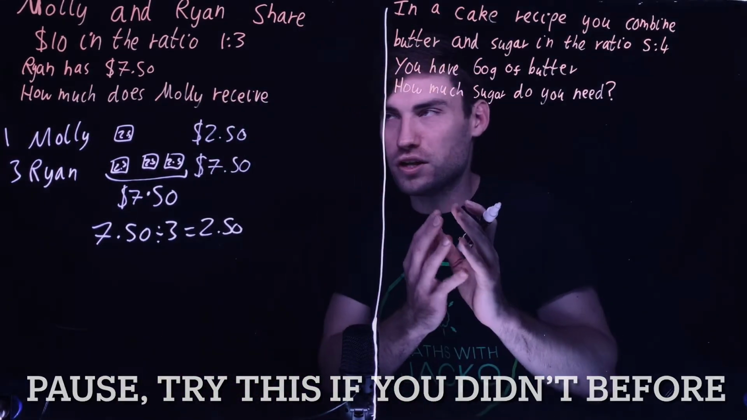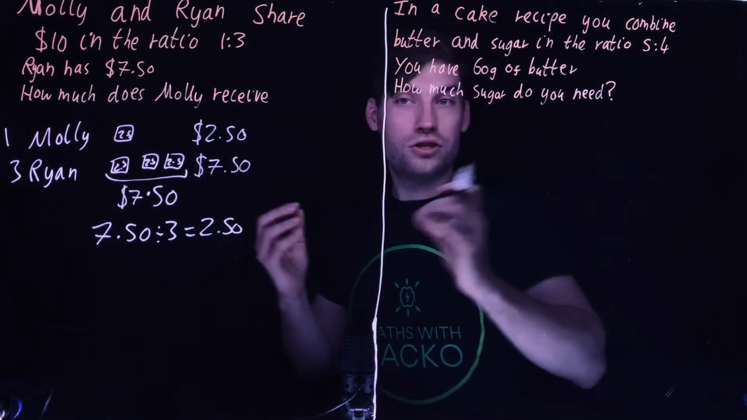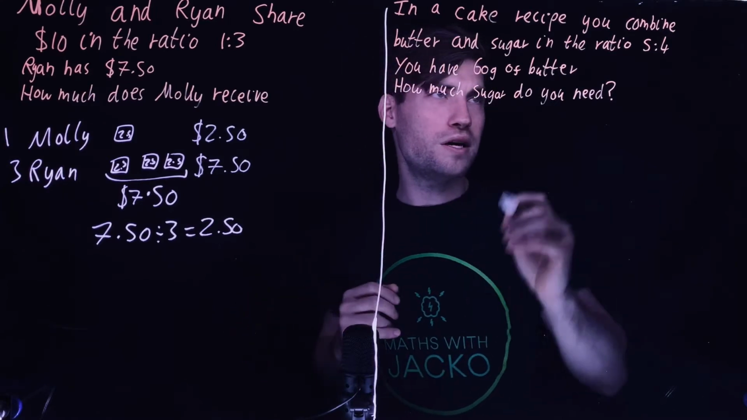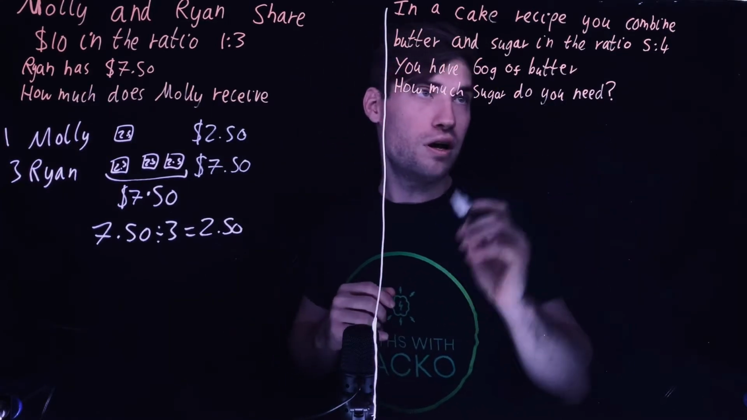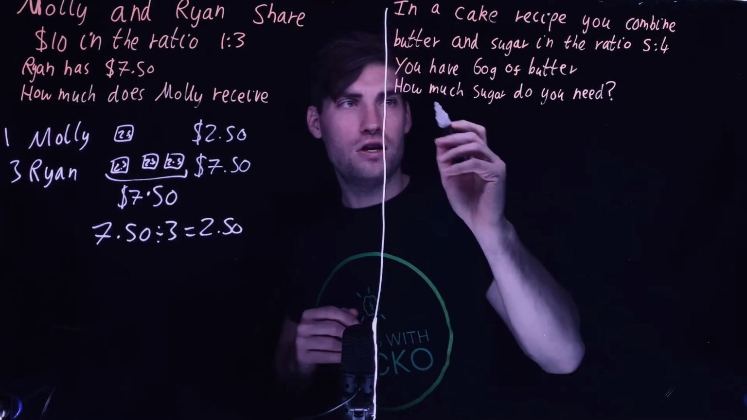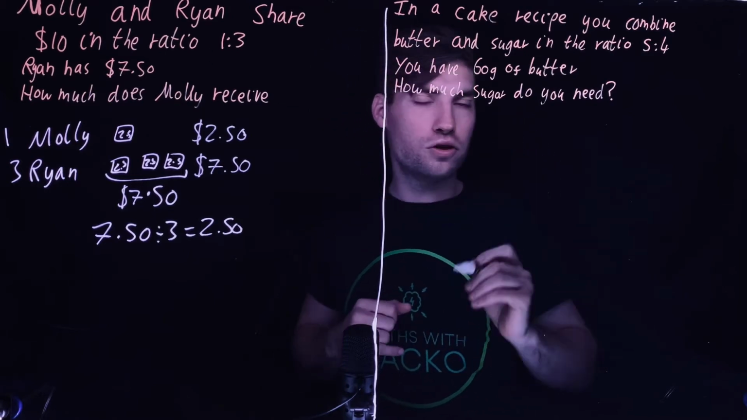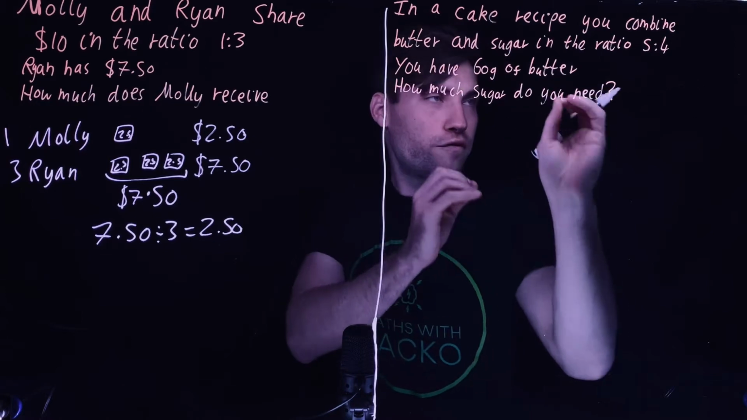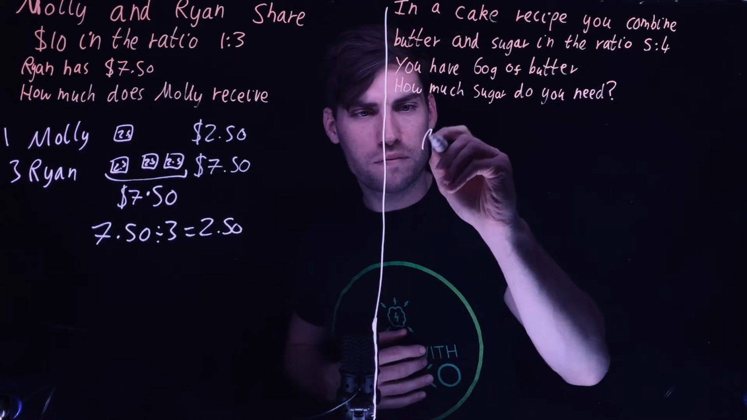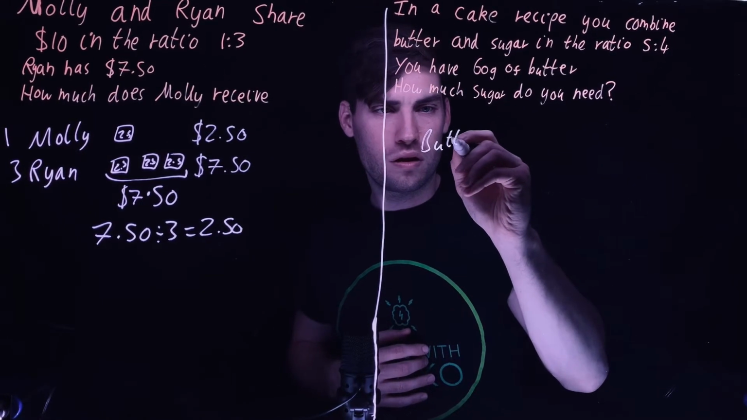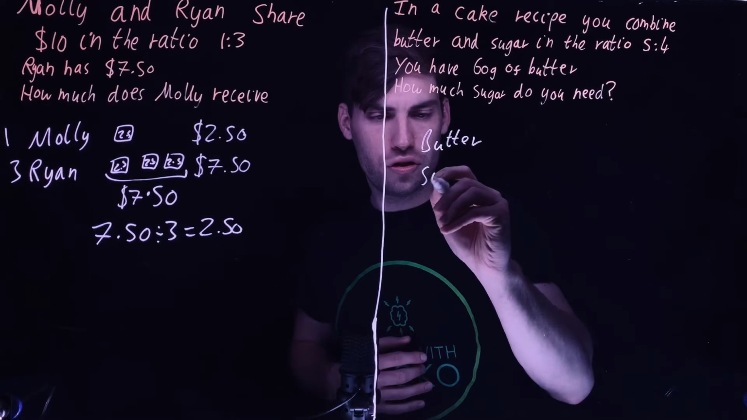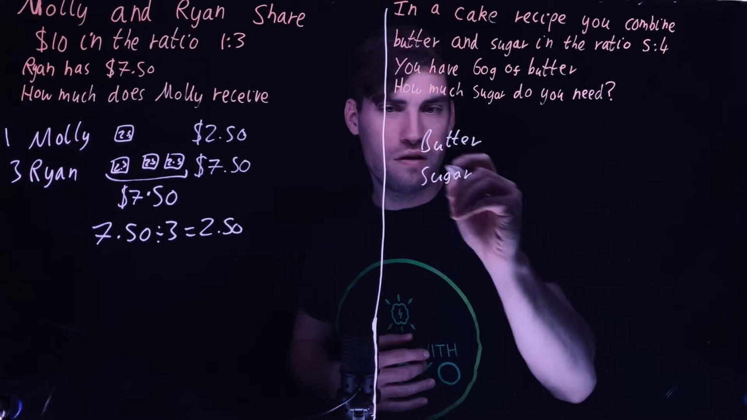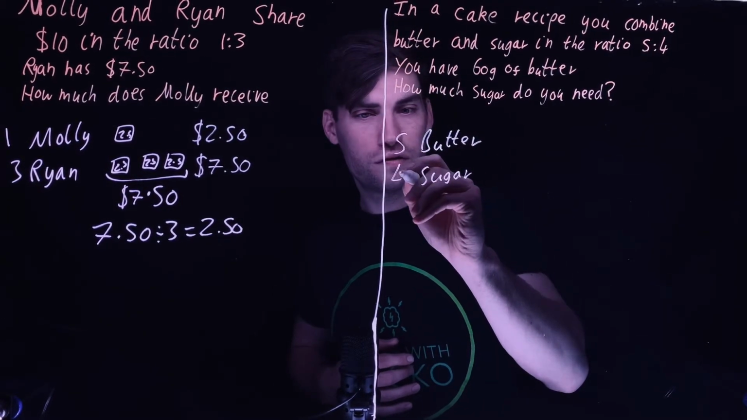Slightly different wording in this one, not referring to people sharing something, but in a cake recipe, you combine butter and sugar in the ratio 5 to 4. You have 60 grams of butter. How much sugar do you need? Remember, butter to sugar, 5 to 4. So butter and sugar, 5 to 4.